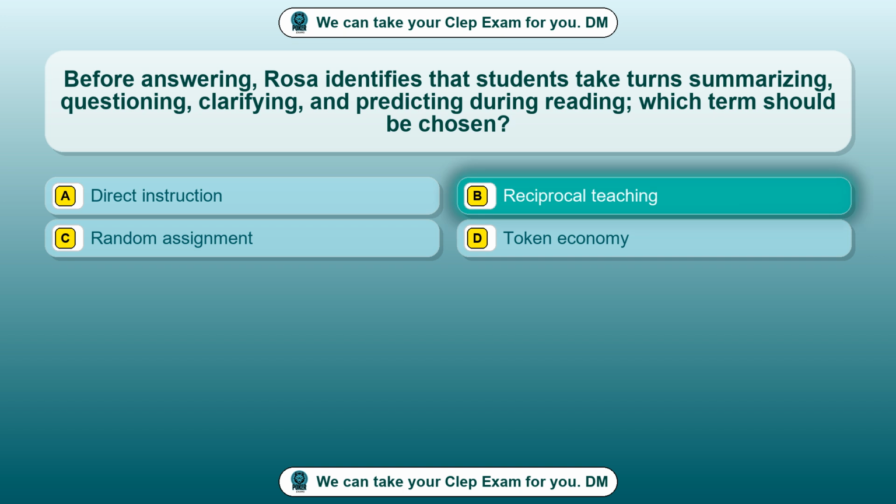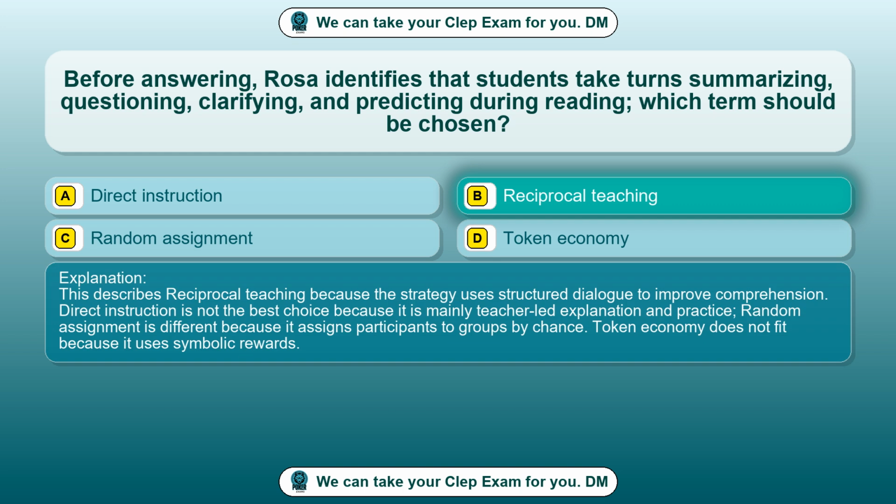Reciprocal teaching. This describes reciprocal teaching because the strategy uses structured dialogue to improve comprehension. Direct instruction is not the best choice because it is mainly teacher-led explanation and practice. Random assignment is different because it assigns participants to groups by chance. Token economy does not fit because it uses symbolic rewards.